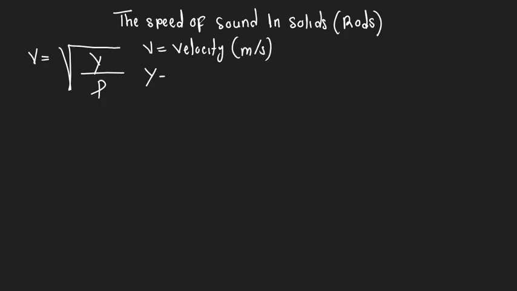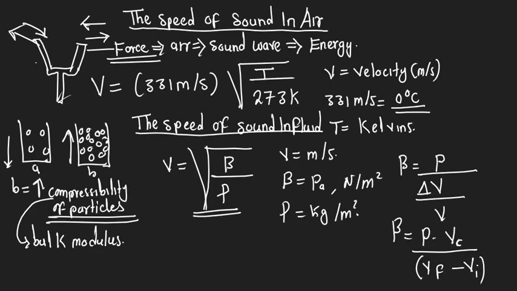Then we have the Young modulus. Usually they will give it to you because it's a constant. Then this is the density, and usually they will also give you the density. You just have to calculate the velocity. The velocity, of course, should be in meters per second. That is very important for you to understand.